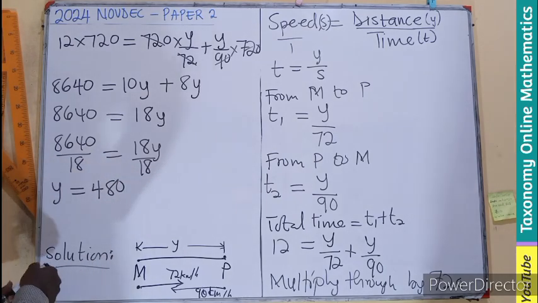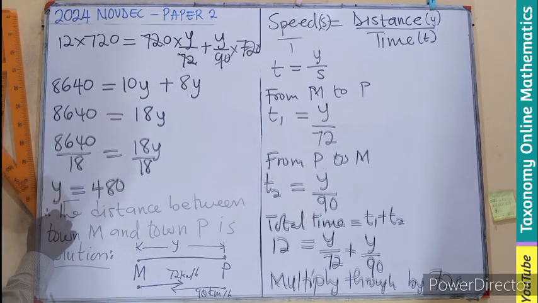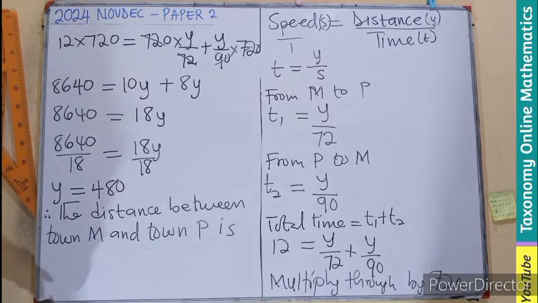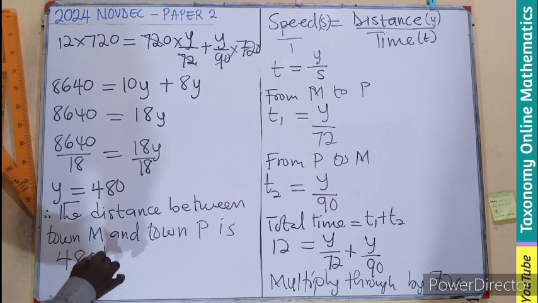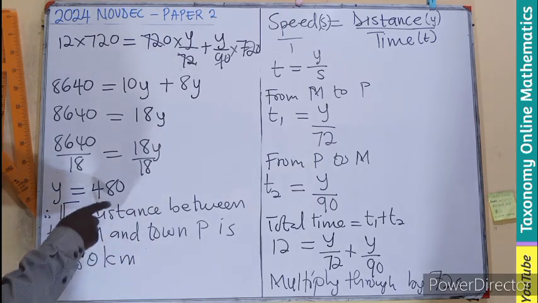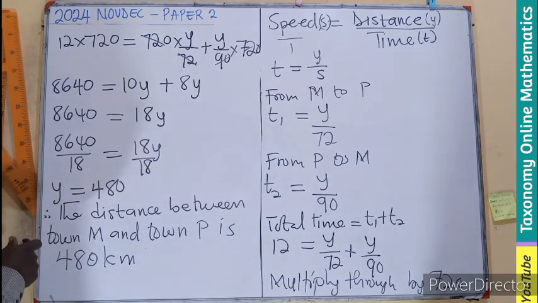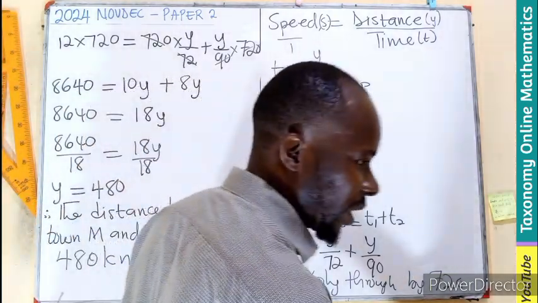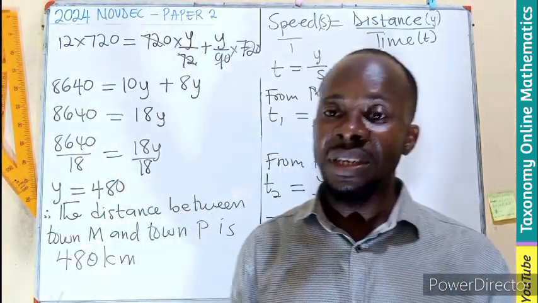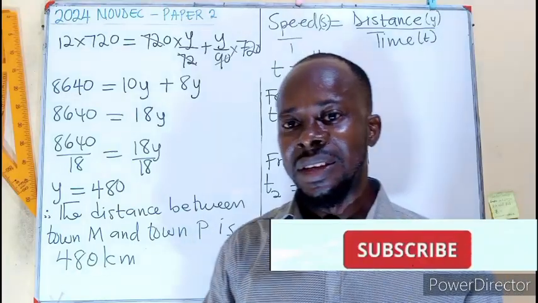So what do we do? We can say that, therefore, the distance between the town M and town P is going to be 480 kilometers. Don't forget the distance is in kilometers as we calculate that. Now, I think when you look through from the beginning, getting the concept of speed, you should be able to arrive at the same answer.